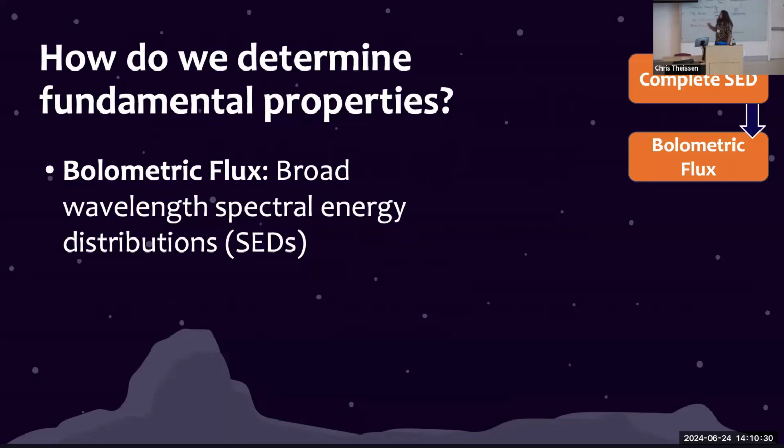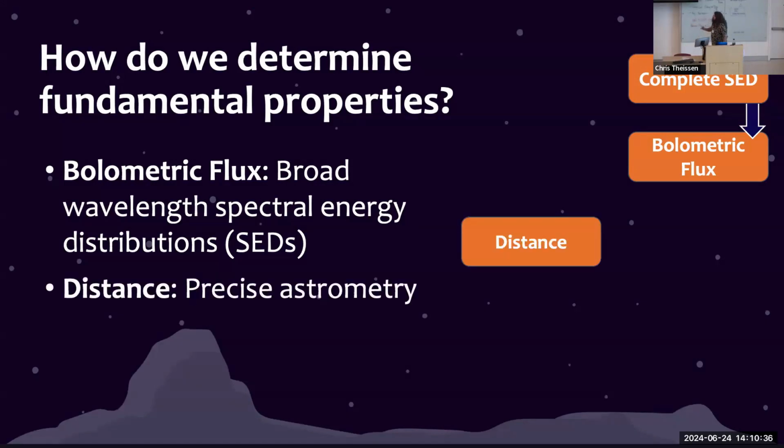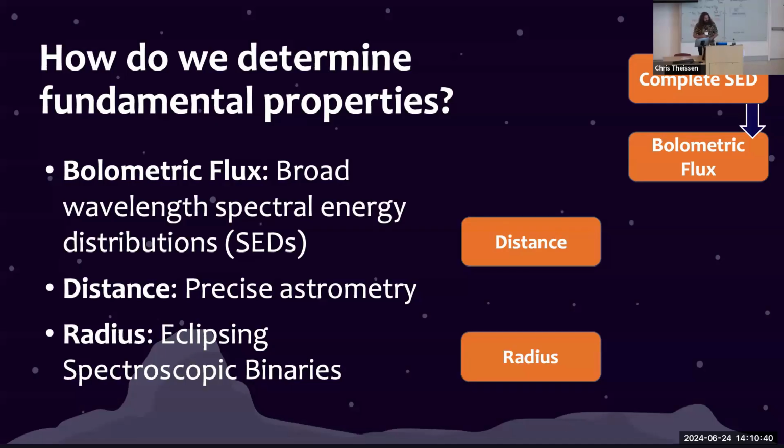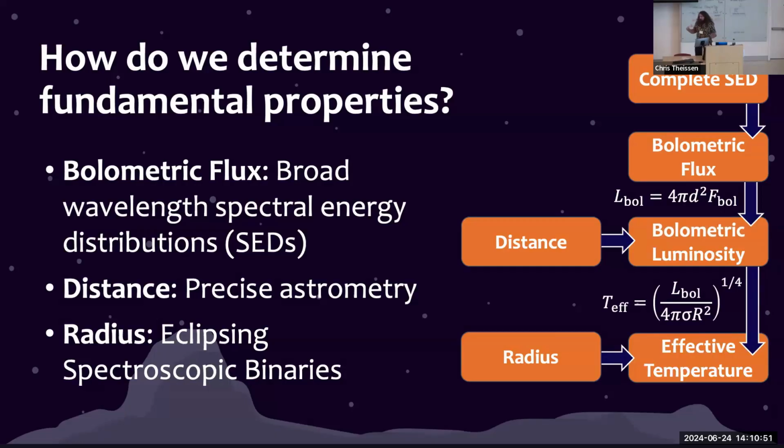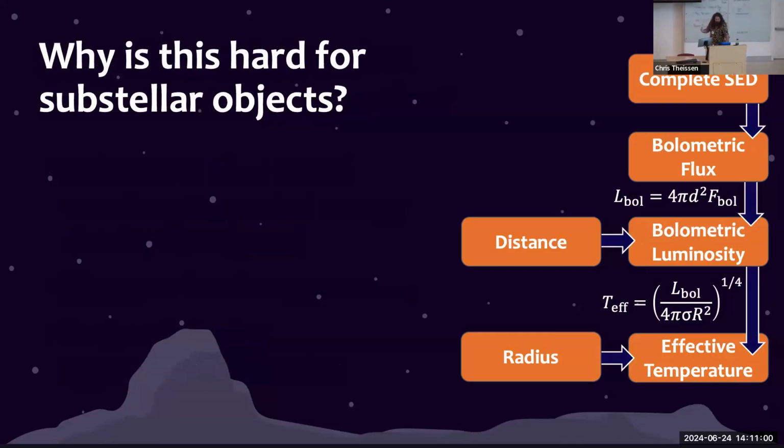First off, we have bolometric flux, which we can calculate from broad wavelength spectral energy distributions. We also have distance, which we can calculate from precise astrometry. And we have radius, which we can get from eclipsing spectroscopic binaries. All of these fundamental parameters can also get us derived parameters, such as bolometric luminosity and effective temperature. These are common measurements for stellar objects and any substellar objects, but it's particularly difficult to get substellar fundamental properties.